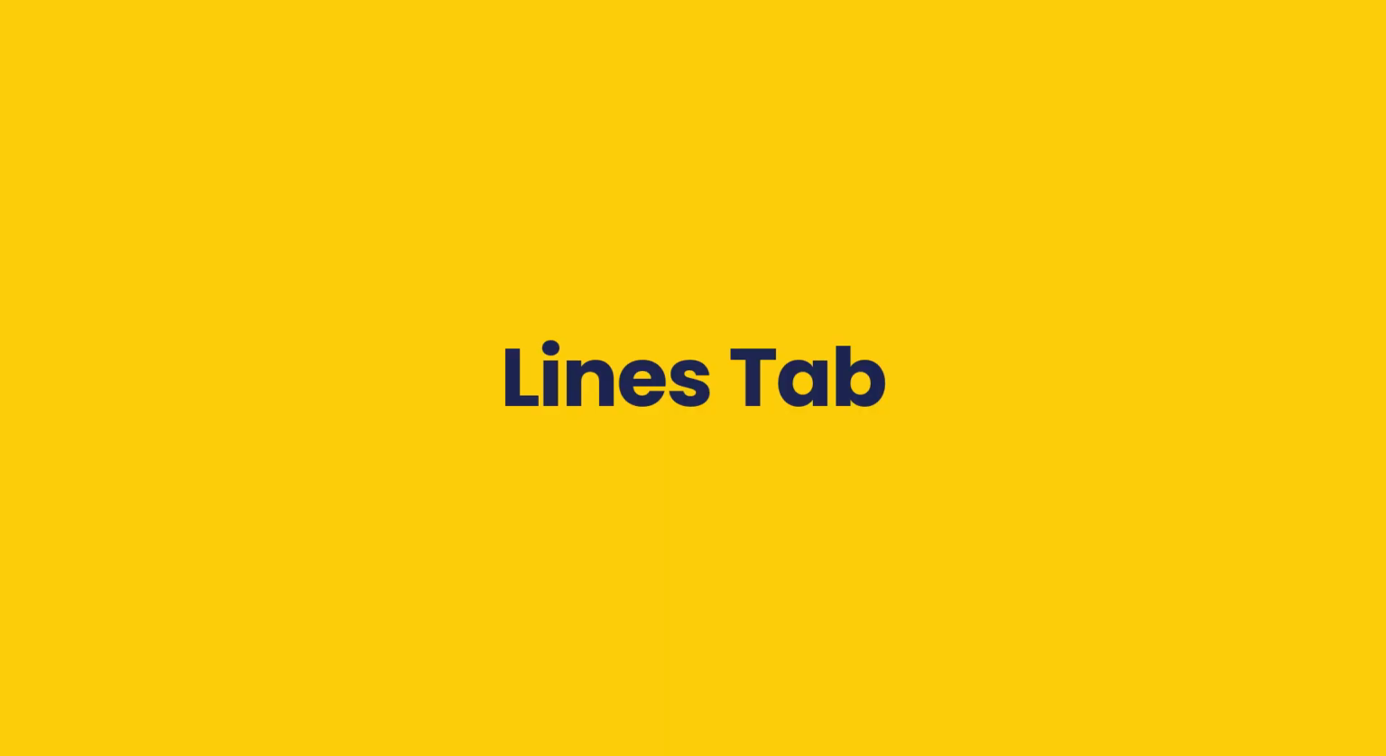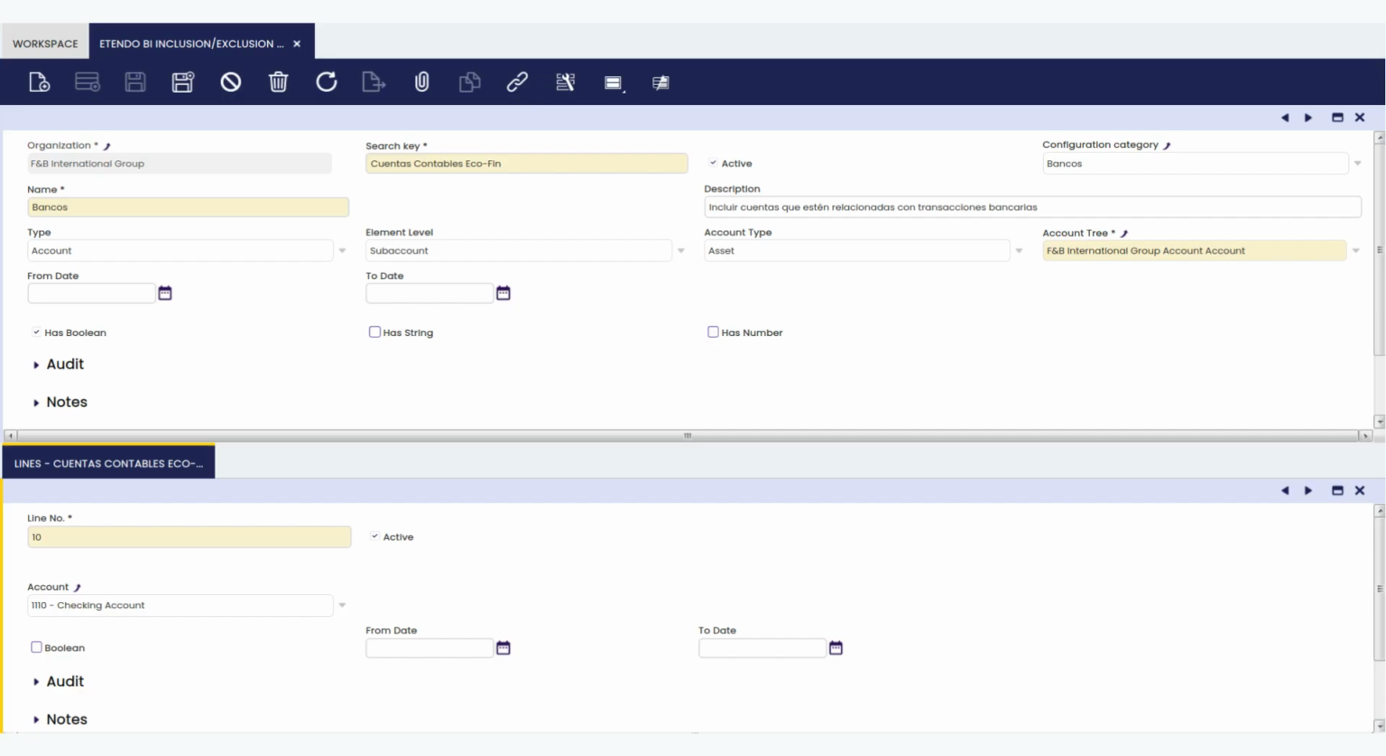Now, let's move on to the Lines tab. This tab contains the configuration lines associated with the header. Each line represents an element that can be used to include or exclude entities in reports. Here are the fields in the lines. Line number shows a number to identify and order the lines within the configuration.